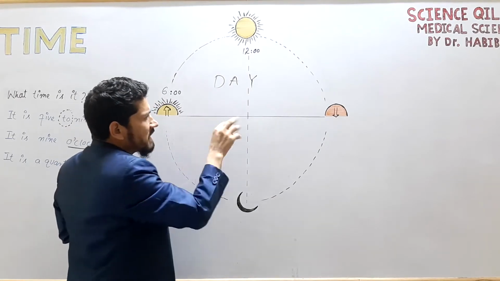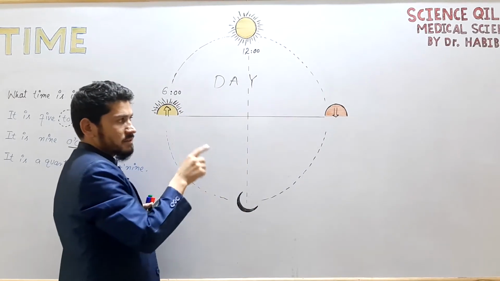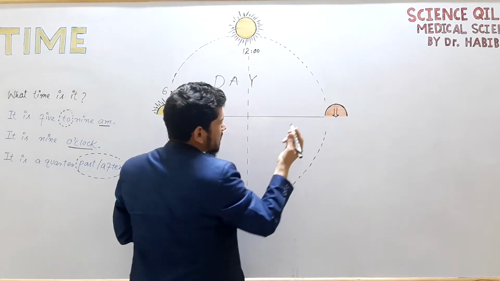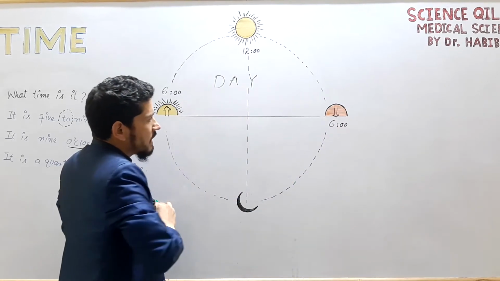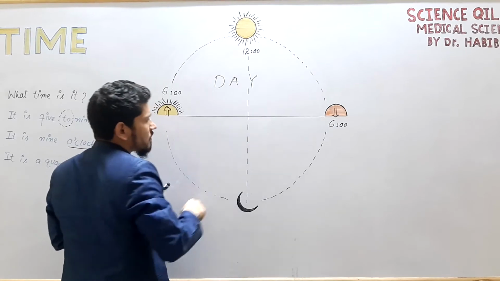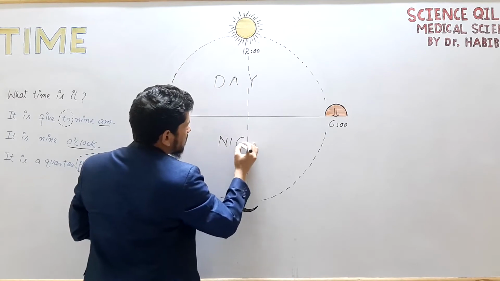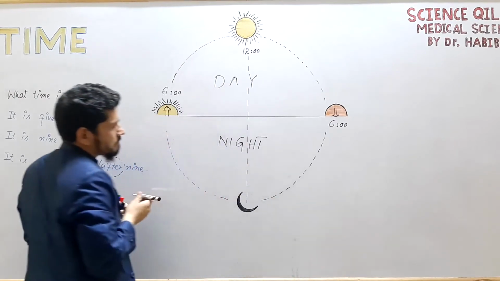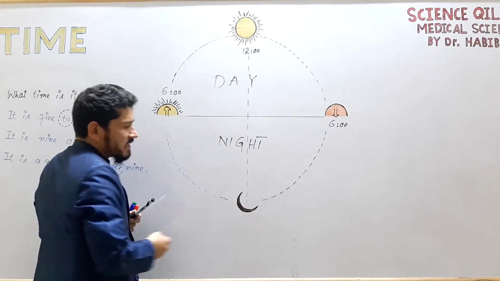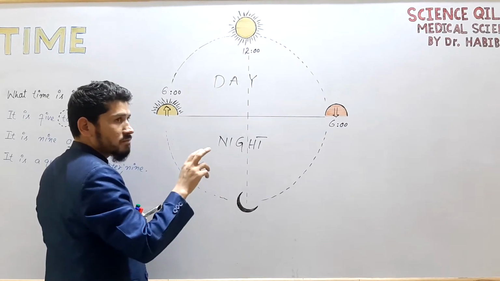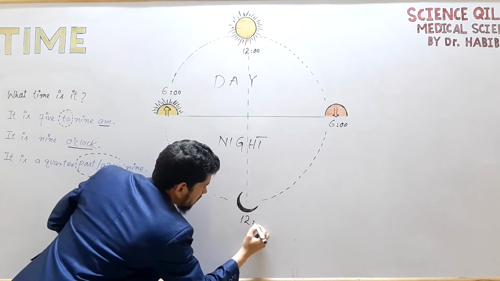At what time do you see the sun set? So at what time does the sun set? Let's suppose we say that the sun sets at 6 o'clock. And of course, as the sun sets, we say that the night has started. As the night starts, we see the moon at night. At what time do you see the moon fully visible to you? Let's take the average time over here, that is 12 o'clock.